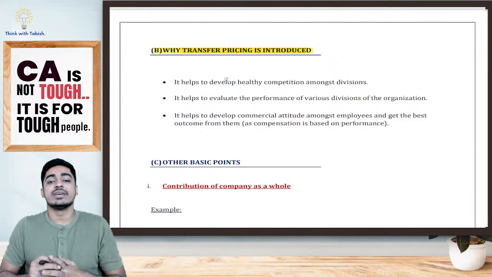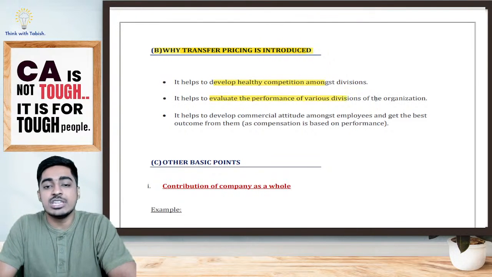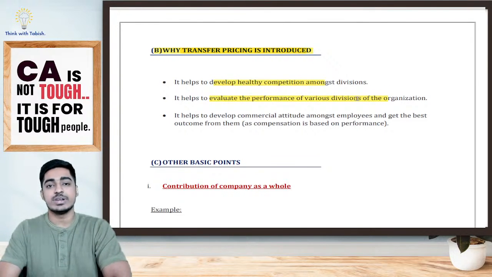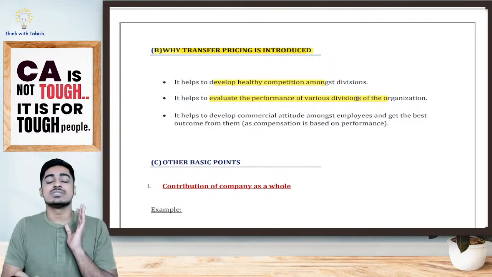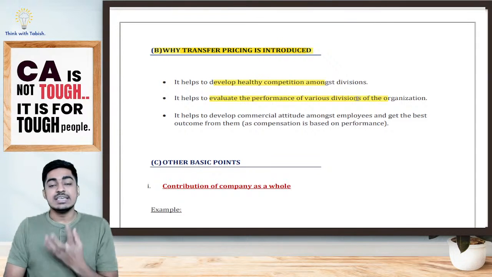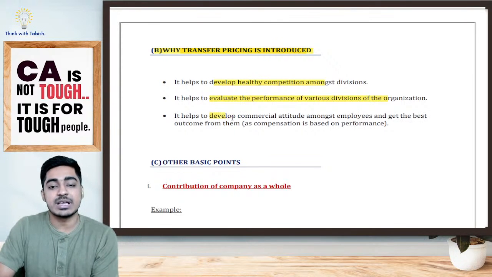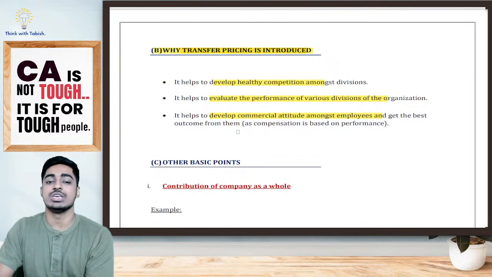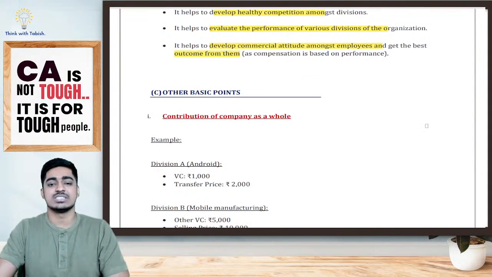So in order to promote healthy competition and to evaluate the performance of all the divisions, even though you are transferring goods internally, we set a price so that the transferring division is earning profit. Then it will be in a position to evaluate its performance. So it helps to develop a commercial attitude amongst the employees and helps to get the best output from them. It's not required from the examination perspective.